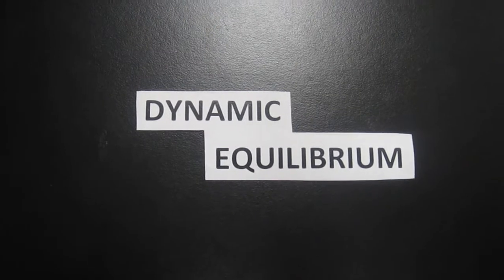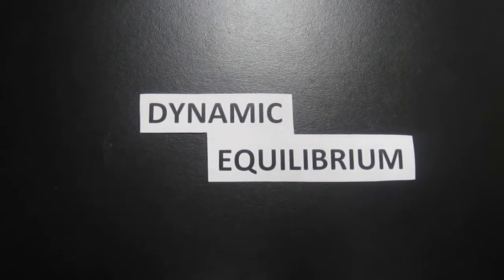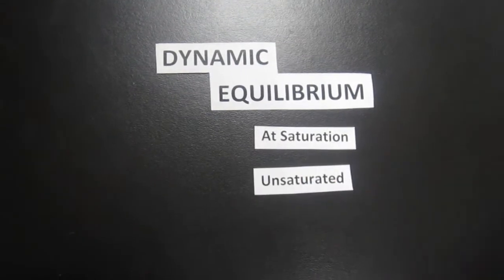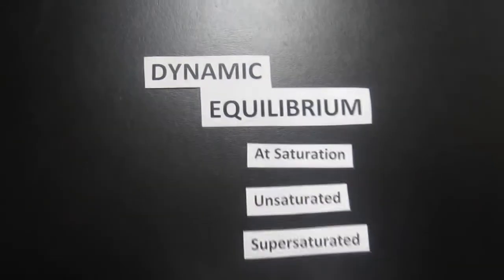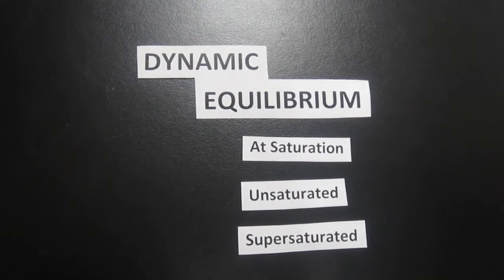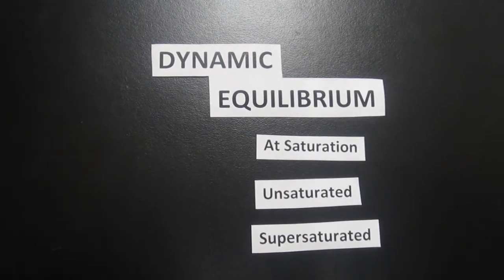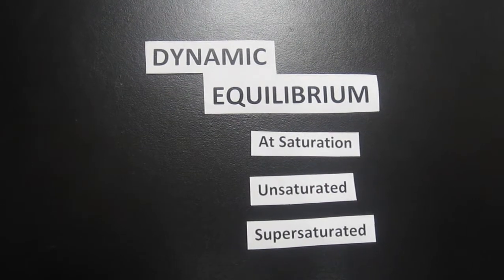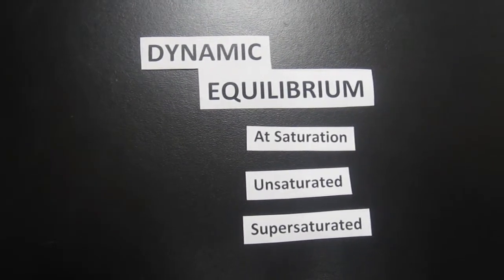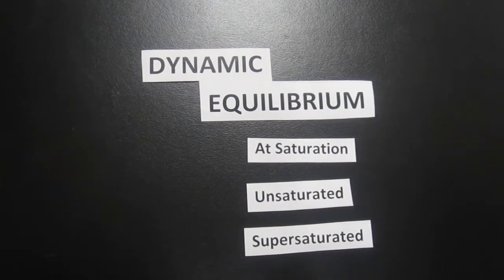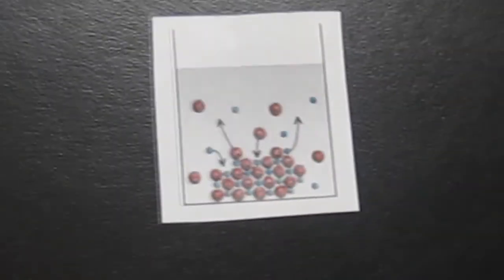We'll be discussing dynamic equilibrium and the solubility of three types of solutions: saturated, unsaturated, and supersaturated. Dynamic equilibrium is when the forward reaction and the reverse reaction are occurring at the same rate. Although there are no macroscopic, no visible changes, there is a continuous change on a molecular level, which is why it's called dynamic. The specific type of equilibrium discussed in this video is solubility equilibrium.